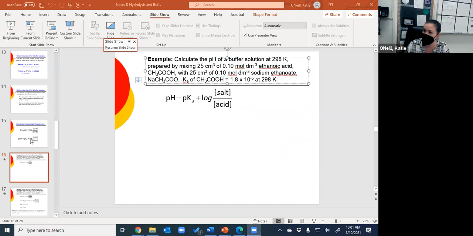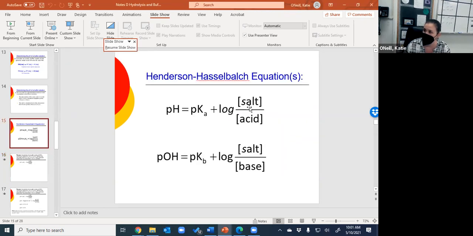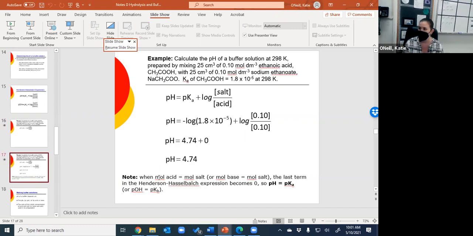Coming back here. So whenever the concentrations are equal, this whole plus log part goes away, and we know pH equals pKa and pOH equals pKb. Right? So when the moles of acid is the same as the moles of salt, or if the moles of base is the same as the moles of salt, then that whole last term becomes 0. And so those are equal. Kind of exactly what they were trying to show with that math there. And that's the idea. We want that.